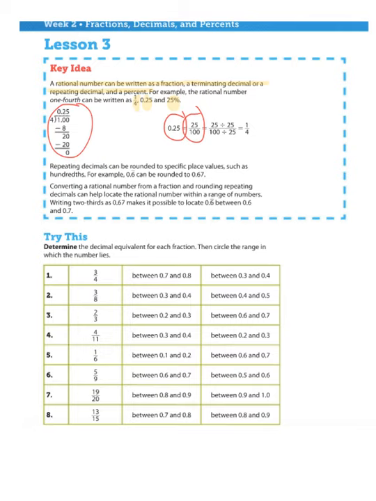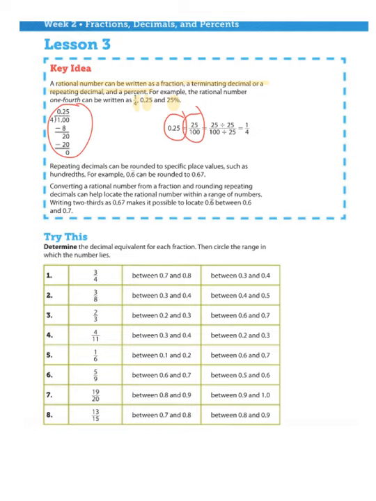So on the try this, you're going to take your fractions and turn them into decimals, and then you're just going to say which one it is in between. On your slides, I just have you dragging an X over to the correct box. I can add a box for you to write your decimal down, but you don't have to.